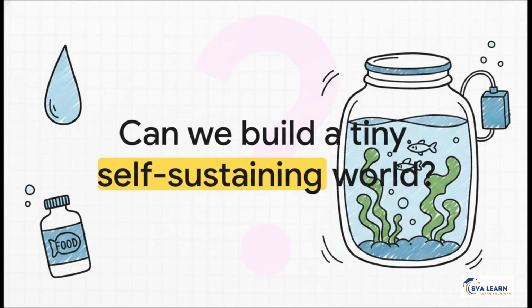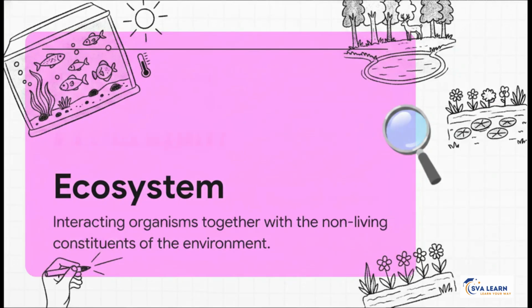But to really understand how this tiny world functions, we need to categorize exactly what we just put into our tank. You see, an ecosystem is simply all the interacting organisms in an area along with the non-living constituents. And we split these into two main buckets. First, you've got your biotic components. These are the living things. In our tank, that's the fish and the aquatic plants.